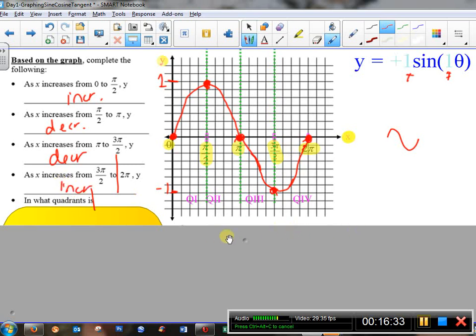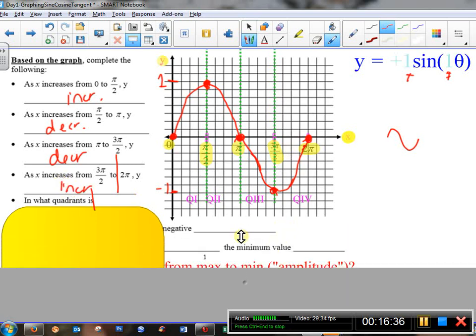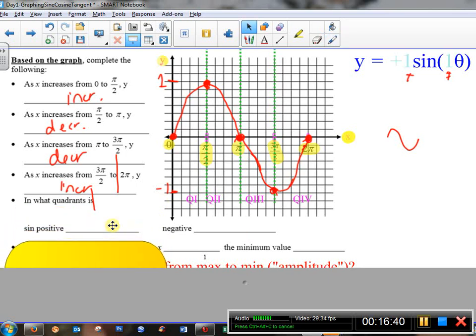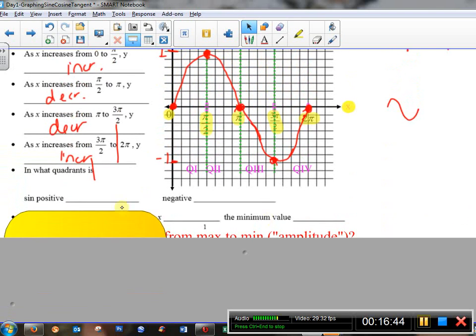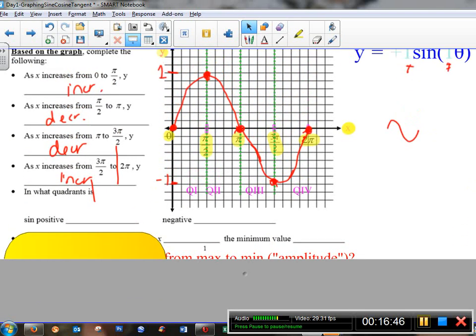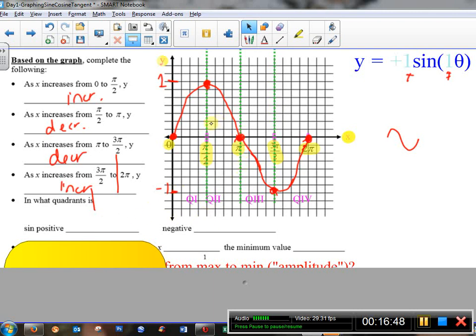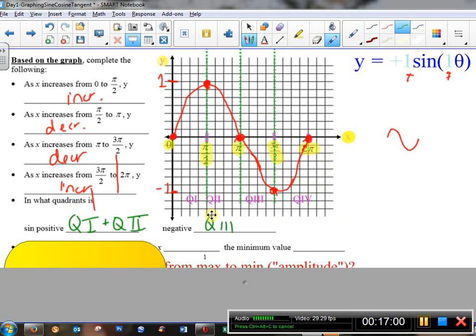We can ask the same kinds of questions about which quadrant. In which quadrants is sine positive? Well, you did this in the last unit, so you ought to be able to answer that question without the graphs, but it's very easy to read from the graph. Sine is positive wherever it's above the x-axis. So the answer here, you've probably guessed, is quadrant 1 and quadrant 2. Where is sine negative? Sine is negative below the x-axis. That's quadrant 3 and quadrant 4.